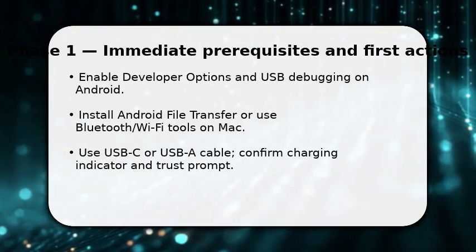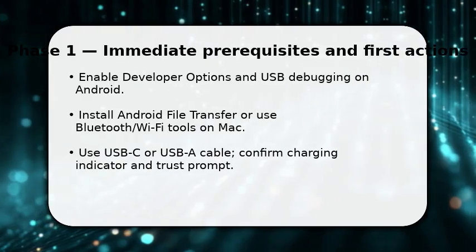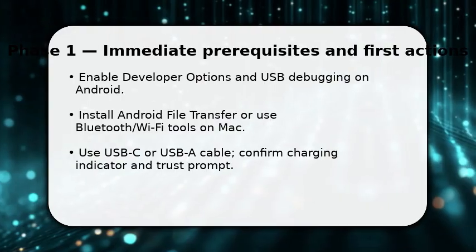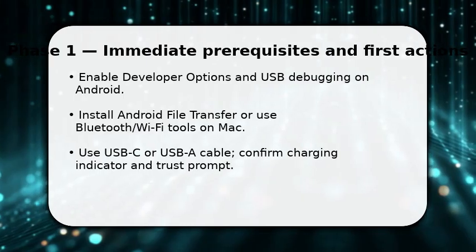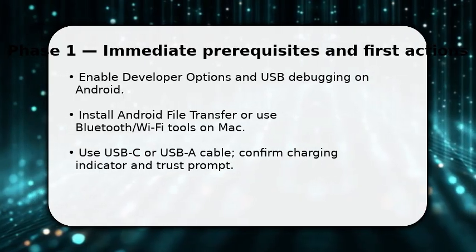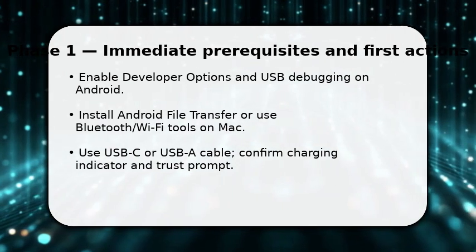On the Mac, install Android File Transfer or a preferred third-party tool to browse files. Use a known good USB cable, USB-C or USB adapter, and plug in. When you see the trust prompt, tap Allow. Once done, the Mac should detect the phone and mount it for the next steps.